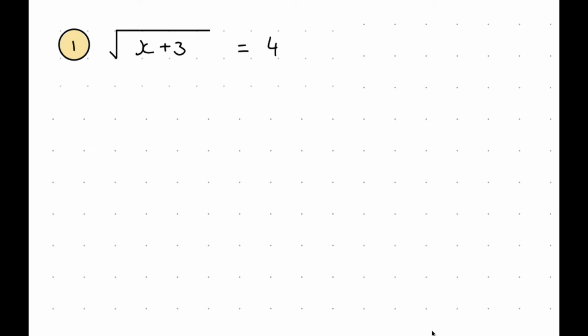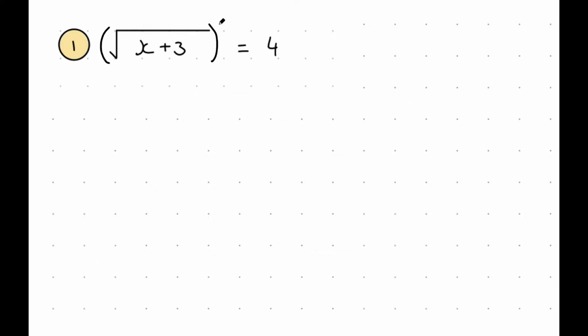In this video we're going to take a look at solutions to Algebra Revision 8, and the first question here is the square root of x plus 3 is equal to 4. So what we're being asked to do here is find x, or solve for x. So I want to get rid of that square root, and how do I undo a square root? I do the opposite, which is square it.